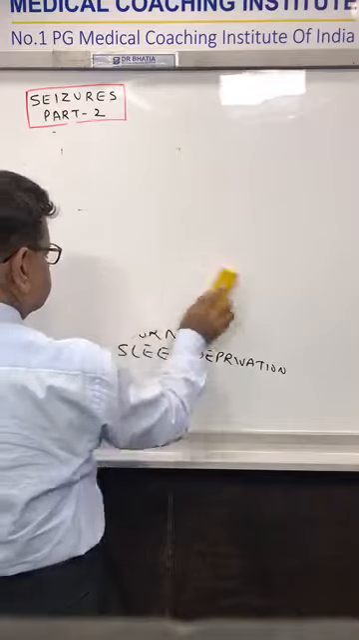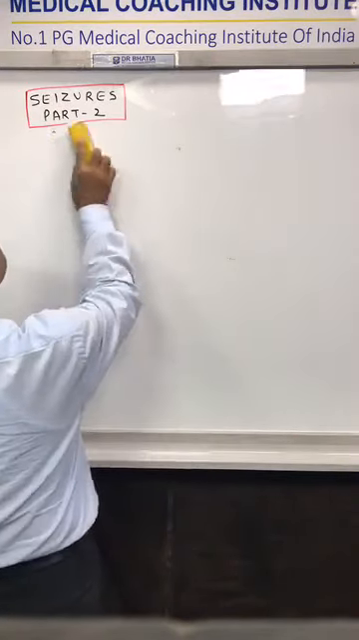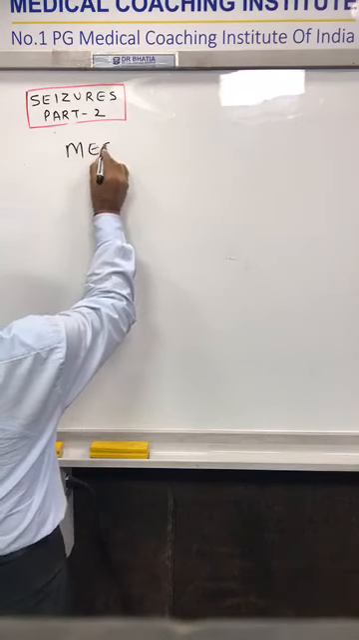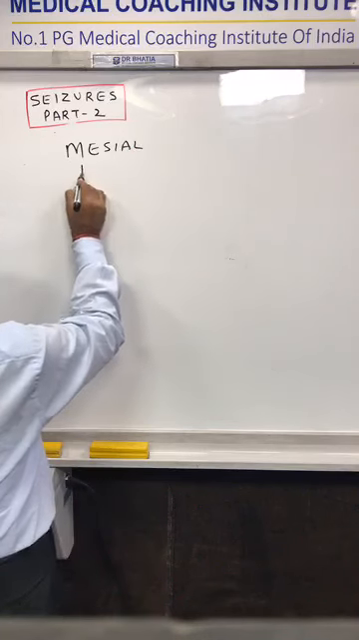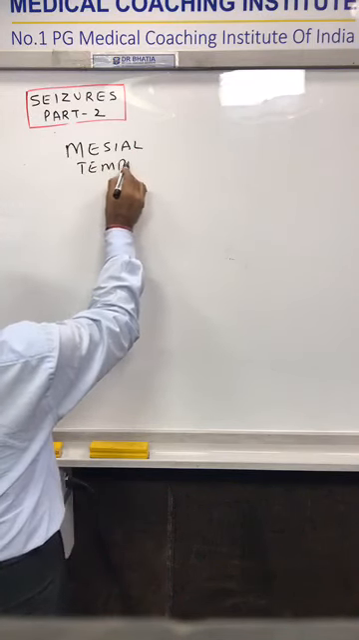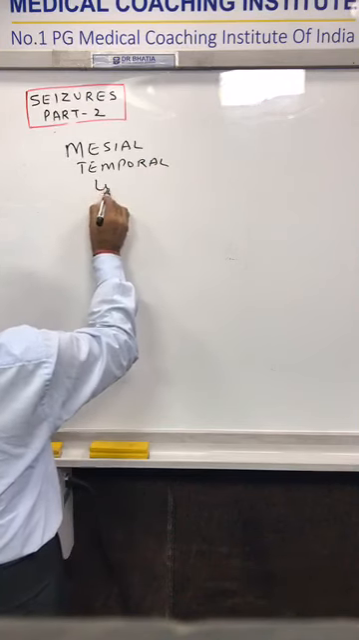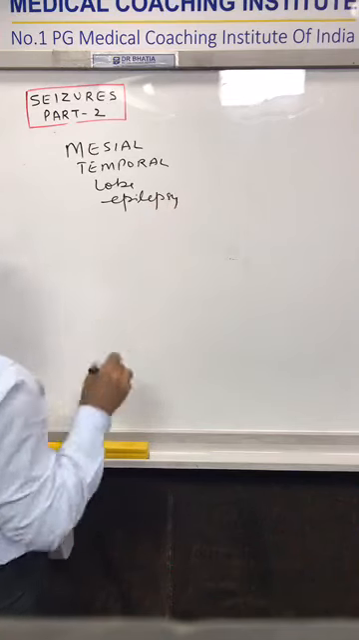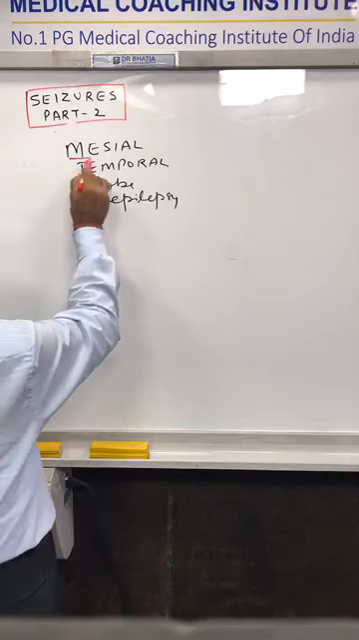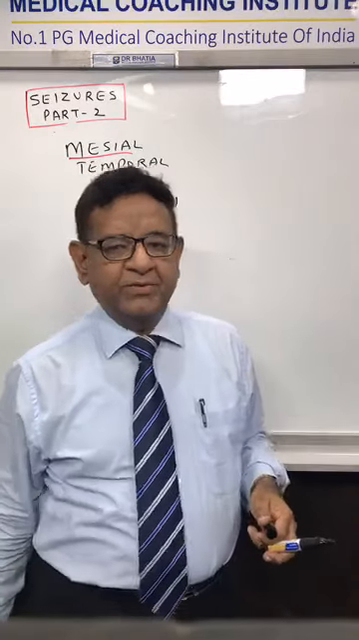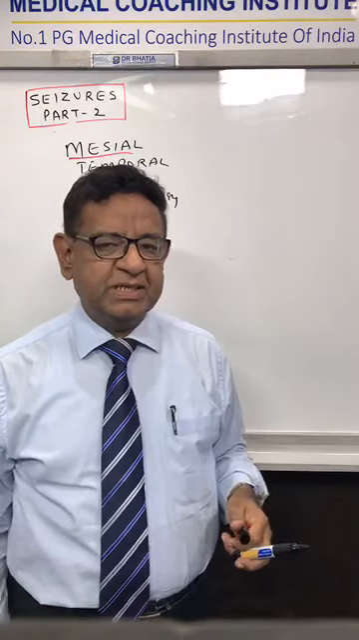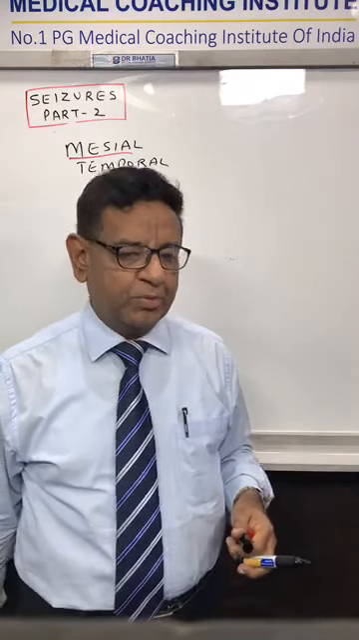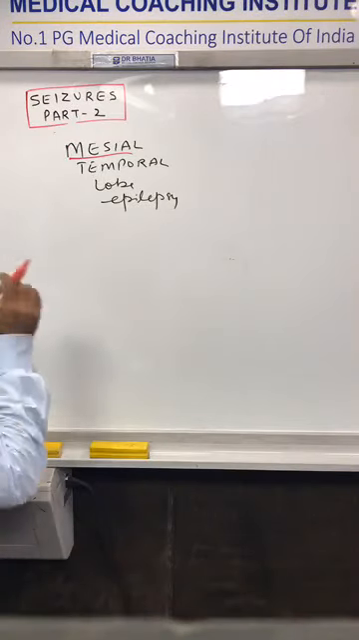Now the third thing is mesial temporal lobe epilepsy. Point to be noted, this is mesial. Remember, when you discuss complex partial seizure, that is also known as temporal lobe seizure, but this is mesial temporal lobe epilepsy. What is the classical feature of this?